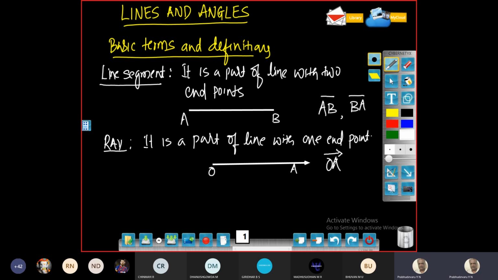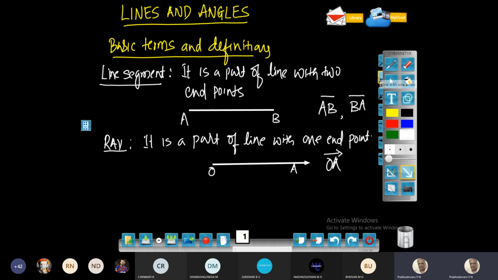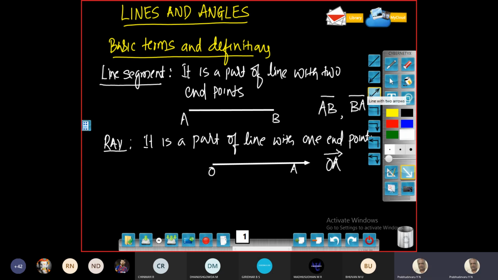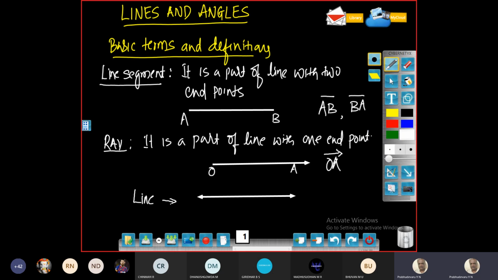Sometimes we represent the lines like this. What is that line? See, you can see now, this is a line. Lines are represented like this: line L, sometimes line M, another line means line N. So I can write this as line MN, like that also we can represent. Sometimes line L can also be represented as line AB.